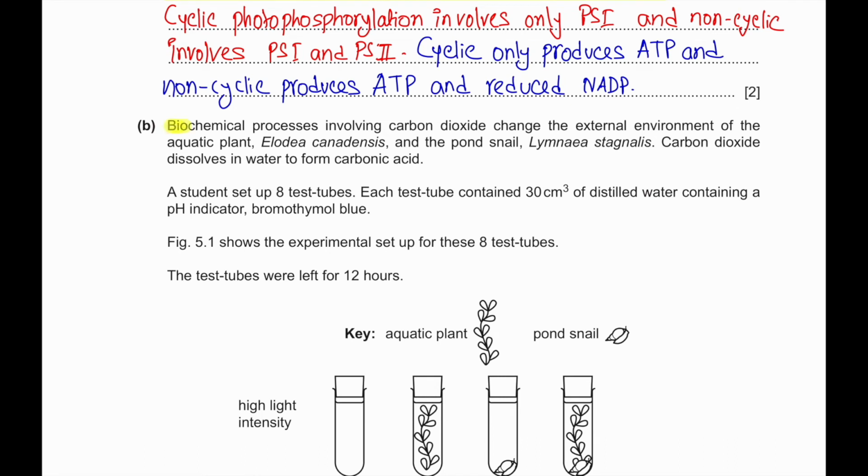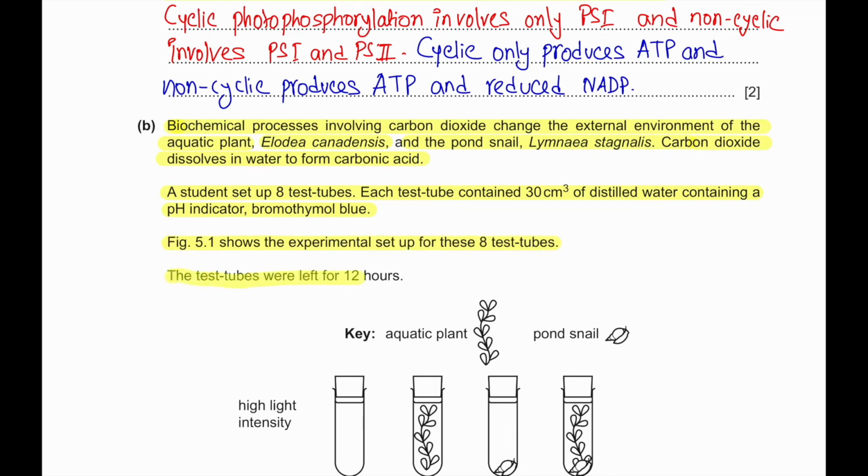Part B. Biochemical processes involving carbon dioxide change the external environment of the aquatic plant Elodea canadensis and the pond snail Limnaea stagnalis. Carbon dioxide dissolves in water to form carbonic acid. A student set up 8 test tubes. Each test tube contains 30 cm3 of distilled water containing a pH indicator, bromothymol blue. Figure 5.1 shows the experimental setup for these 8 test tubes.